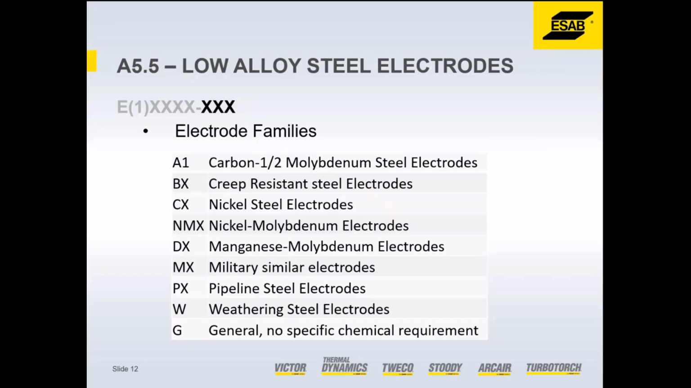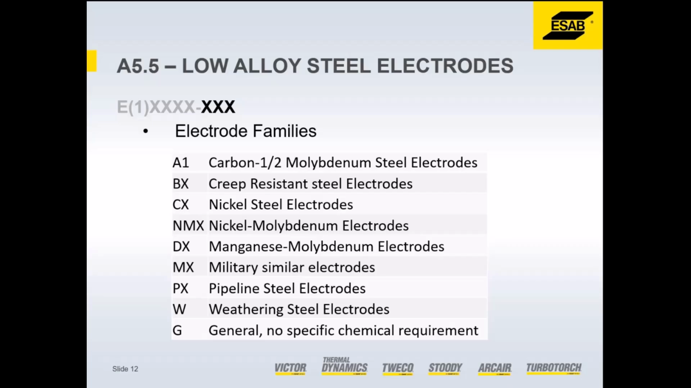So when we have these additional designators at the end, there's some examples here to break it into families of electrodes. An A1 at the end of the designation would be a half moly, or half molybdenum, electrode. A B designator, and the X in this case could be filled in with a number of different numbers, for example a B2, a B3, a B9. Those are all creep resistant electrodes.